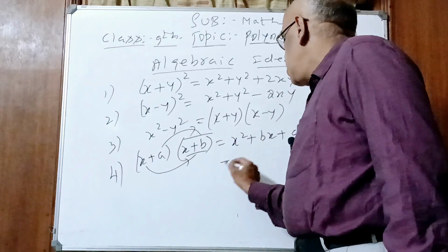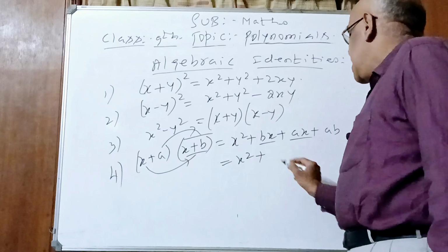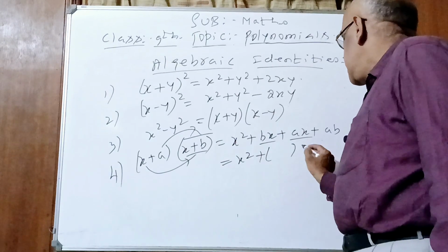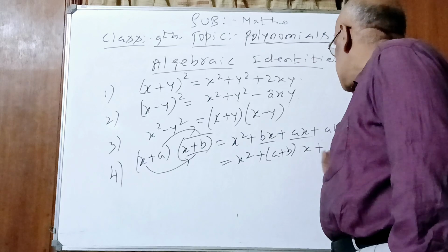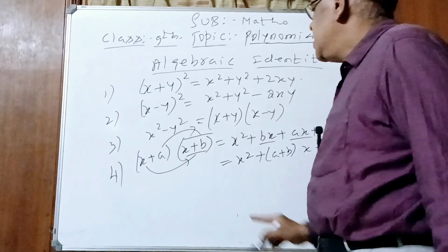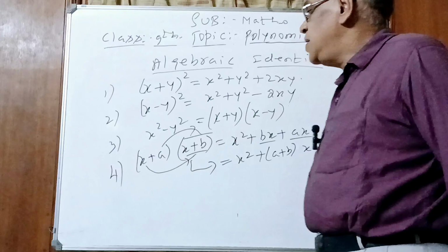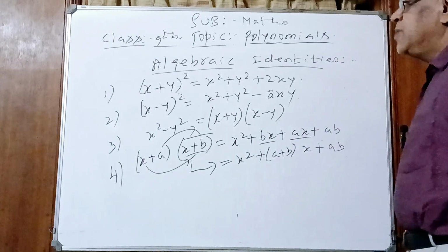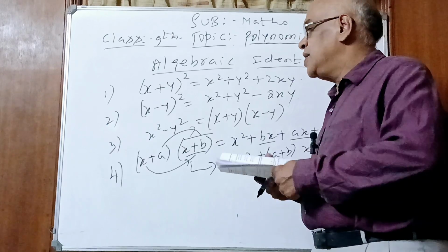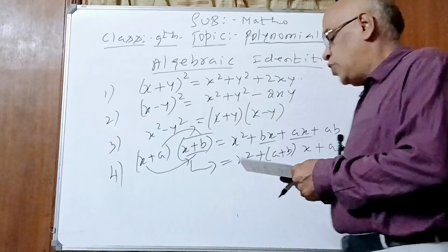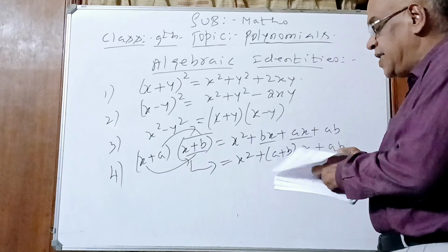Then what you have to do? Take the common factor. What is the common factor here? They are like terms, x is outside. What is left here? (a plus b) into x plus ab. This is the ready-made answer of this identity. (x plus y) whole square, (x minus y) square, x square minus y square, (x plus a) into (x plus b). So, which is the next identity, children?